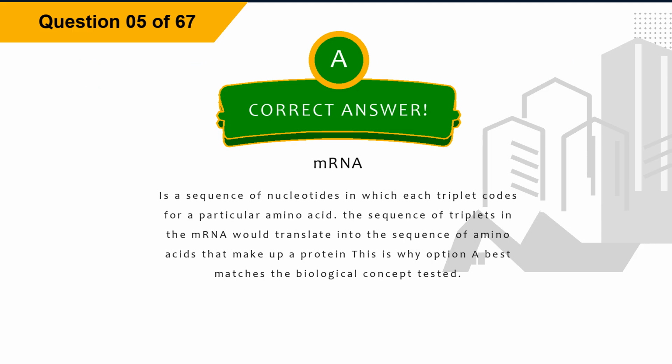Explanation. mRNA is a sequence of nucleotides in which each triplet codes for a particular amino acid. The sequence of triplets in the mRNA would translate into the sequence of amino acids that make up a protein. This is why Option A best matches the biological concept tested.